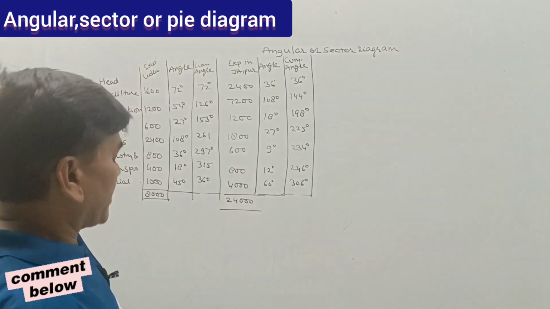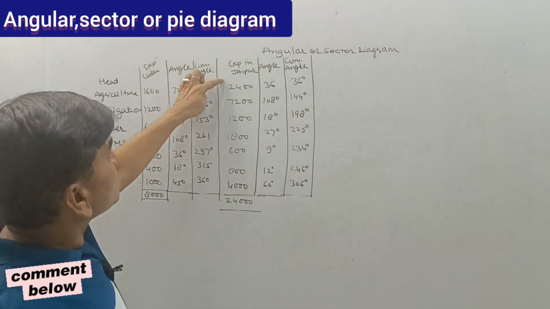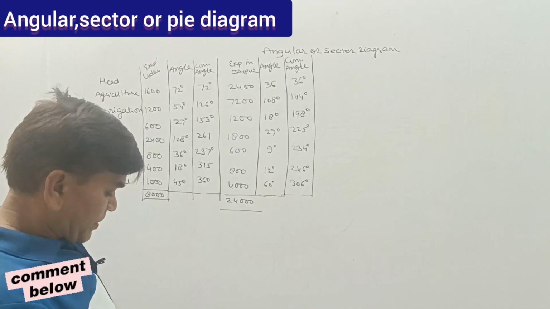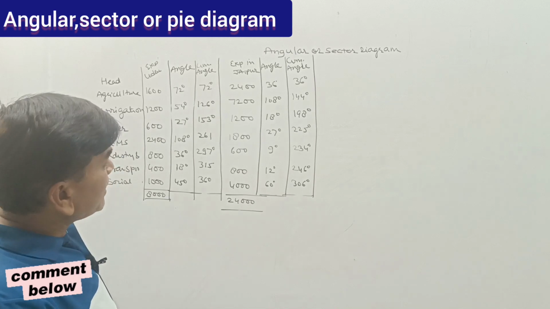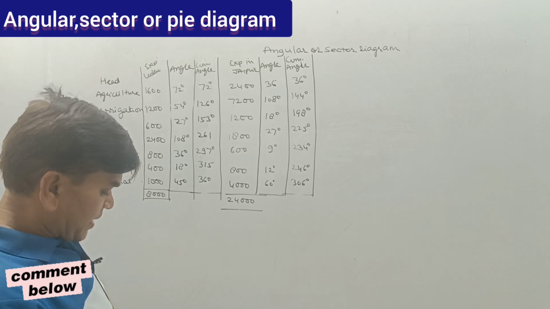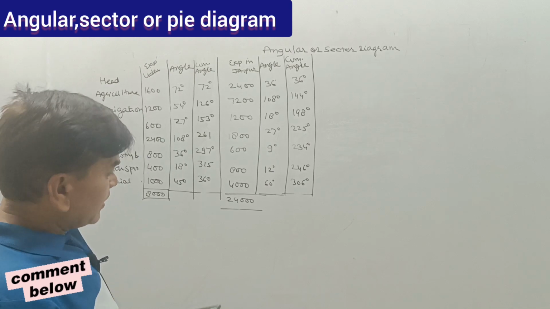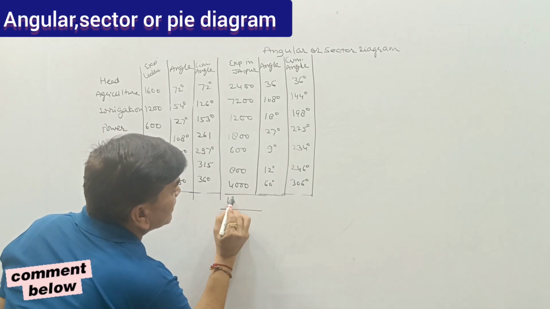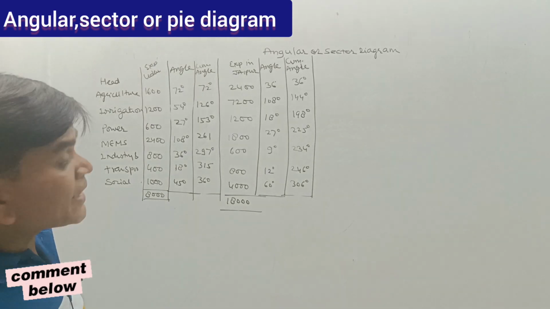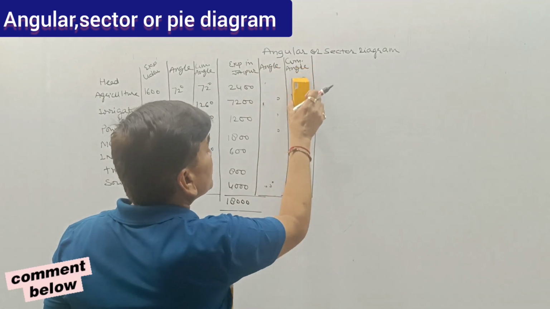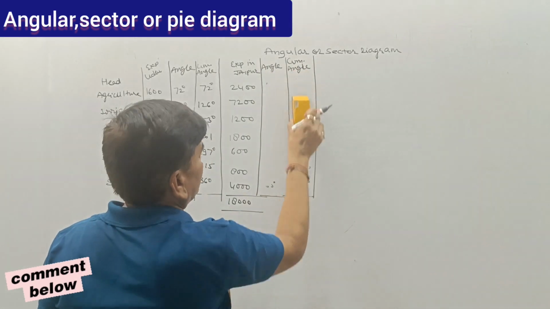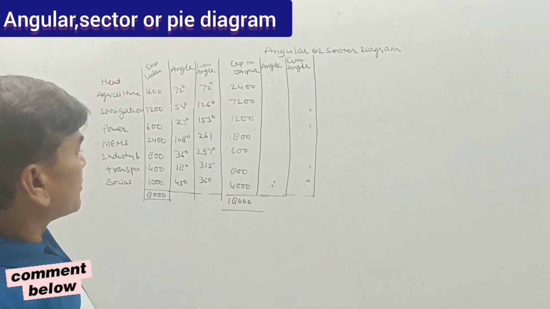So again we have to check. Firstly we should check this total: 2400 plus 7200 plus 1200 plus 1800 plus 600 plus 800 plus 400. Total is 1800. So some mistake is over there. To fix this, we will calculate the angles again, because the total is 18,000, not 24,000.